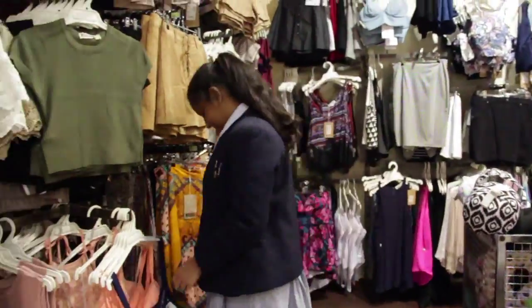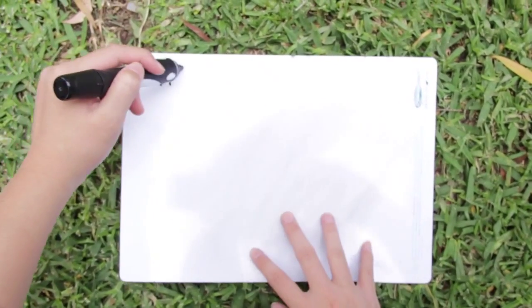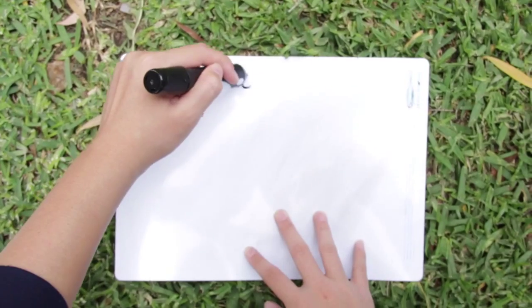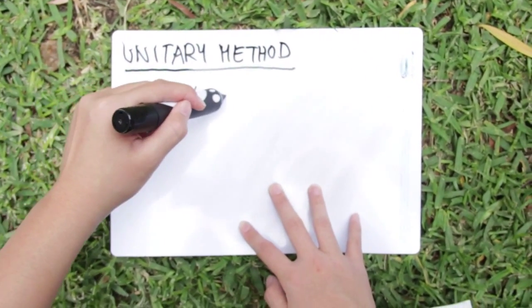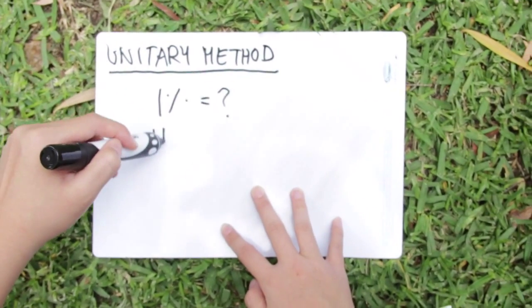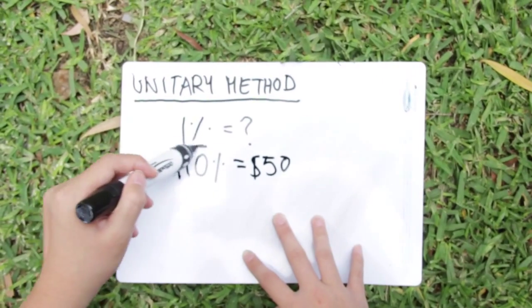For example, Marissa goes to a store to buy a t-shirt. The t-shirt is $50, including 10% GST. Marissa wants to find out how much the t-shirt costs before the GST. So using the unitary method, you would need to find 1% of $50. And $50 in this case represents 110%.